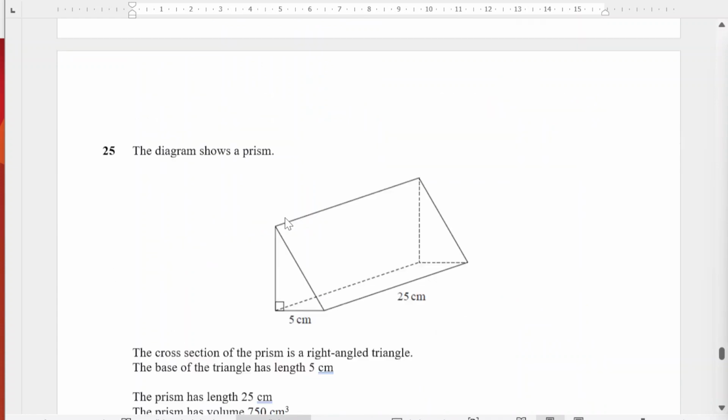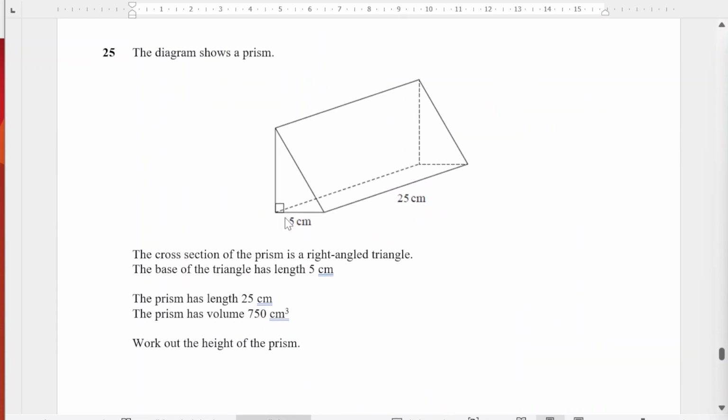Okay then, question 25. This diagram shows a prism. The cross-section of the prism is a right-angled triangle. The base of the triangle is 5 centimeters. The prism has a length of 25 centimeters. The prism has a volume of 750. Work out the height of the prism. So I'm going to call the height x for now.